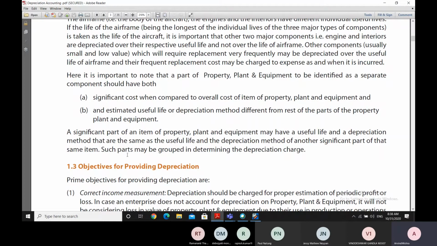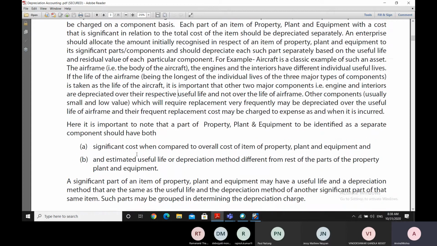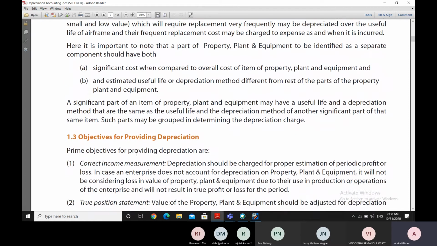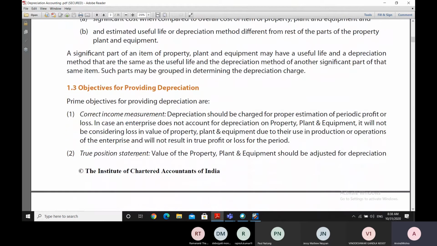So in that case, all those significant parts will be grouped into a block of assets in determining the depreciation charge, because wherever they can be blocked together or brought together, that can also be done in order to facilitate the accounting process. So identification of a component which has to be depreciated is an important aspect before providing the depreciation.